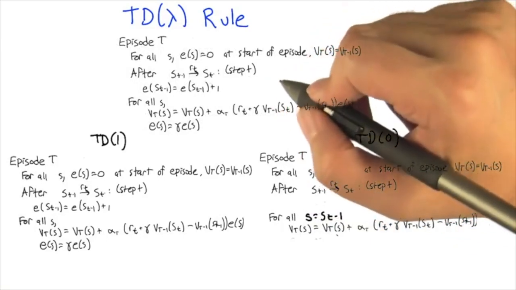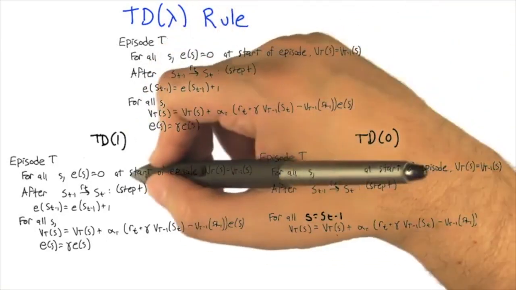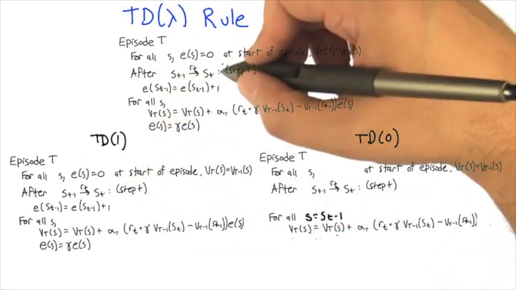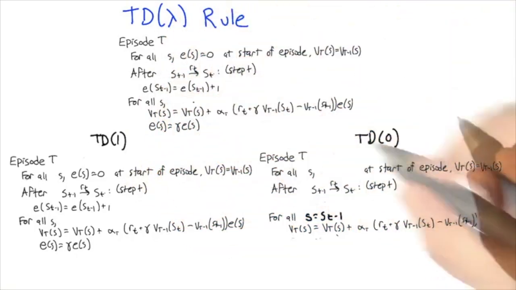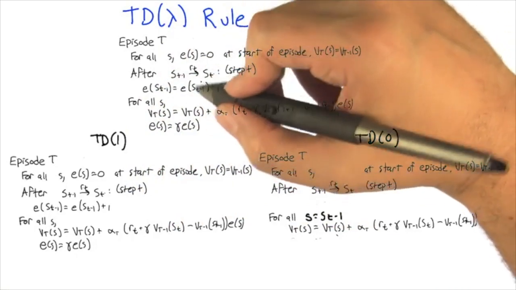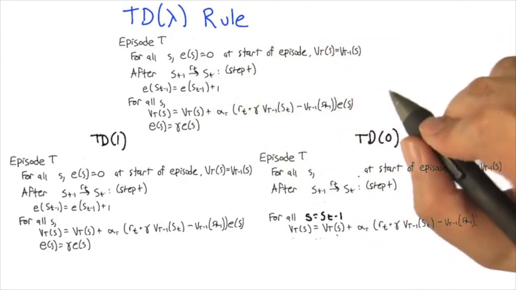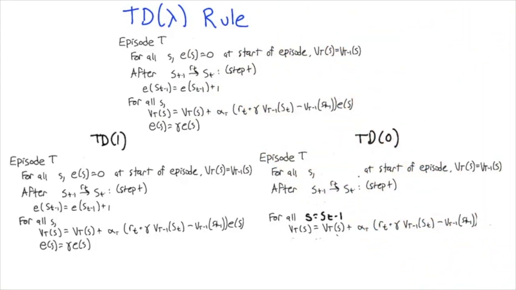All right, so now we're ready to describe the TD lambda rule. What I've done now is I got rid of those words, and I took the TD1 rule and copied it up here. So this is currently TD1. And what we now need to do is make changes to it, as small as we can, so that it turns into TD0 when lambda is equal to 0. So we need to introduce a lambda.